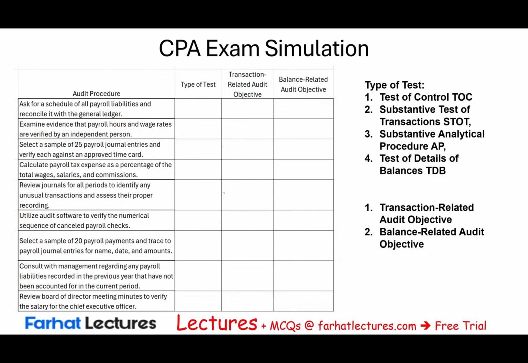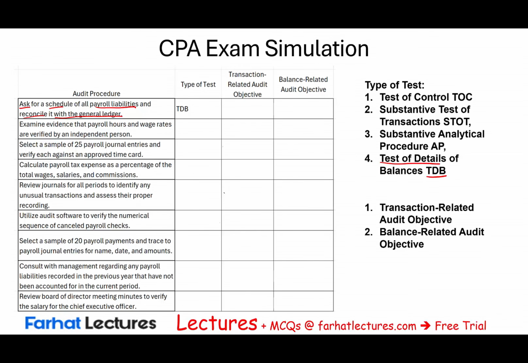Starting with the first audit procedure, we ask for a schedule of all payroll liabilities and reconcile that with the general ledger. So we just ask the company to obtain a schedule of all payroll liabilities and make sure it reconciles with the general ledger. What type of test is this? What are we testing? Here we're looking at the balances, so it's a test of detailed balances. Why? Because we are looking at the total balance of the payroll liabilities. Therefore, the test is test of detailed balances.